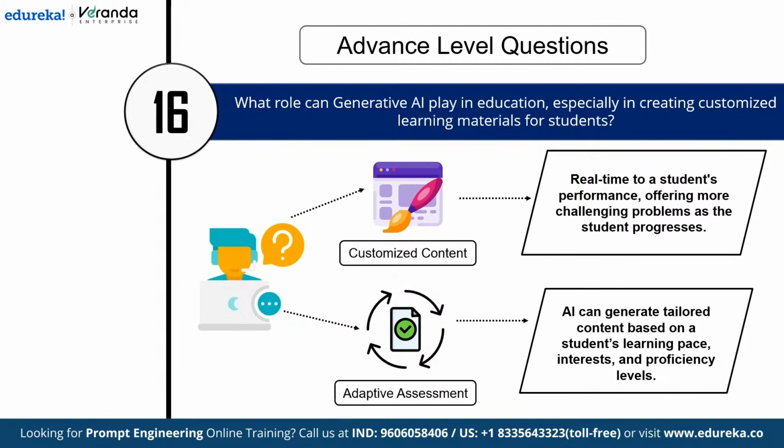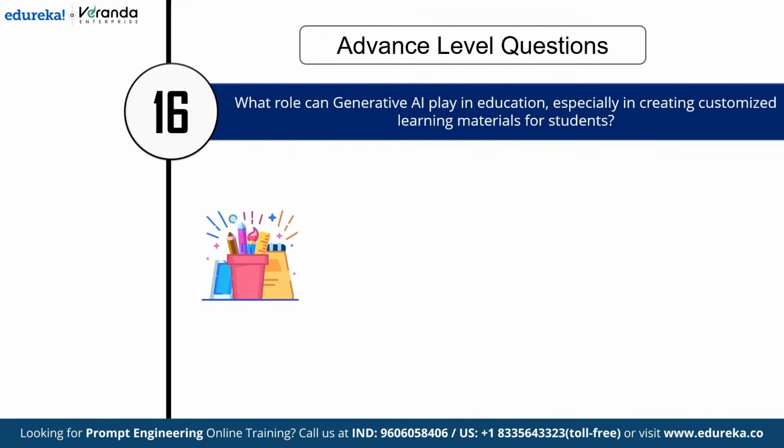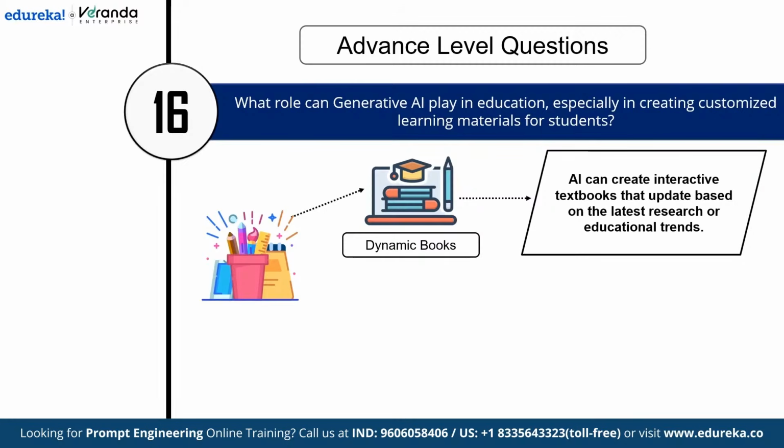AI can design assessments that adapt in real time to a student's performance, offering more challenging problems as the student progresses or providing more foundational questions if they encounter difficulties. Next, interactive learning materials. It provides dynamic textbooks. AI can create interactive textbooks that update based on the latest research and educational trends. These materials could include simulations, quizzes, and other interactive elements that respond to how a student interacts with the content.